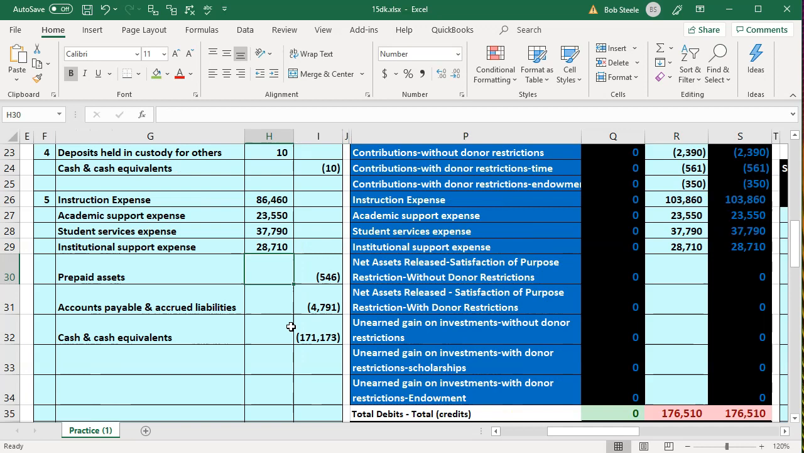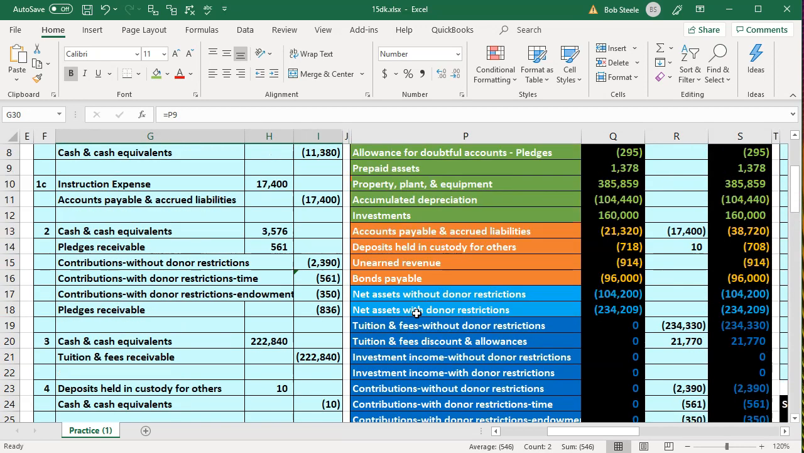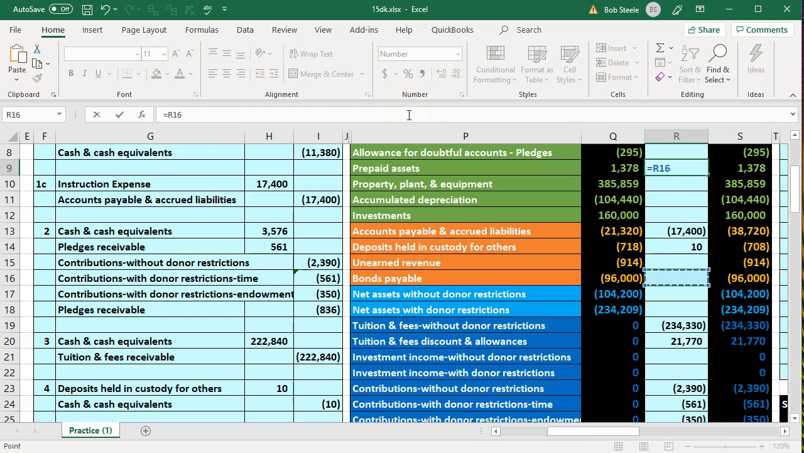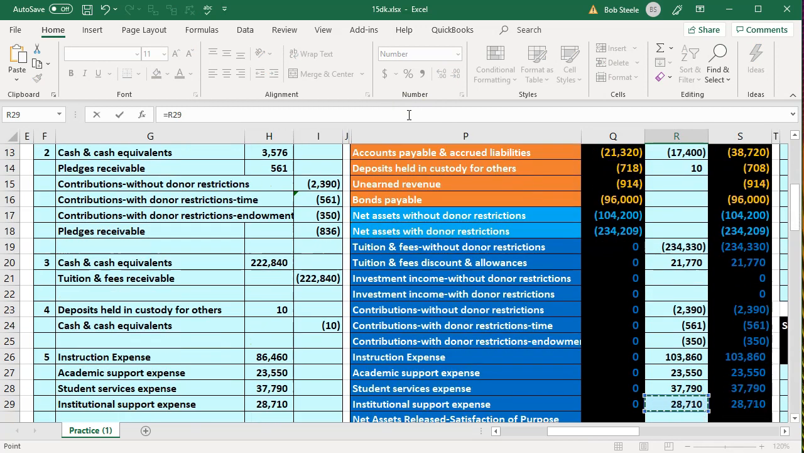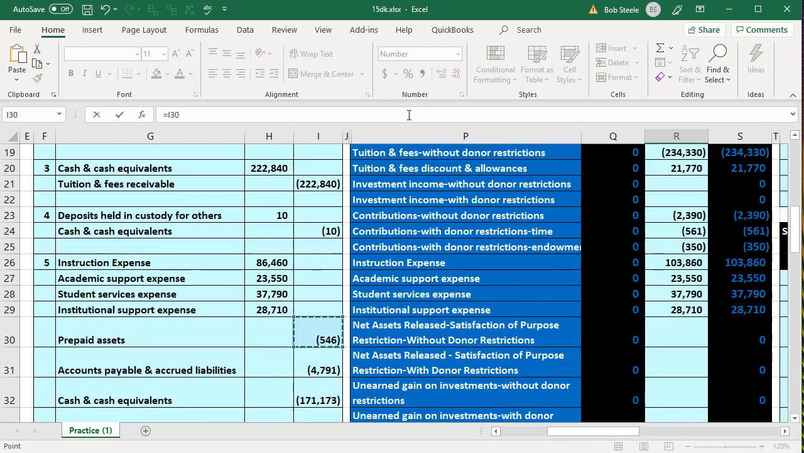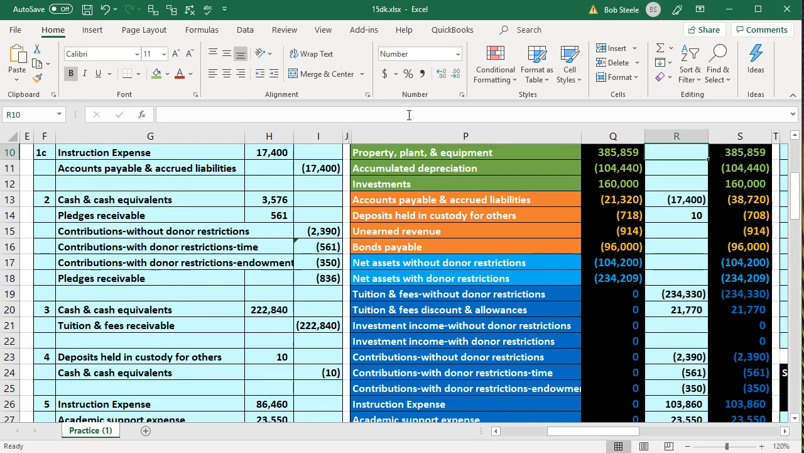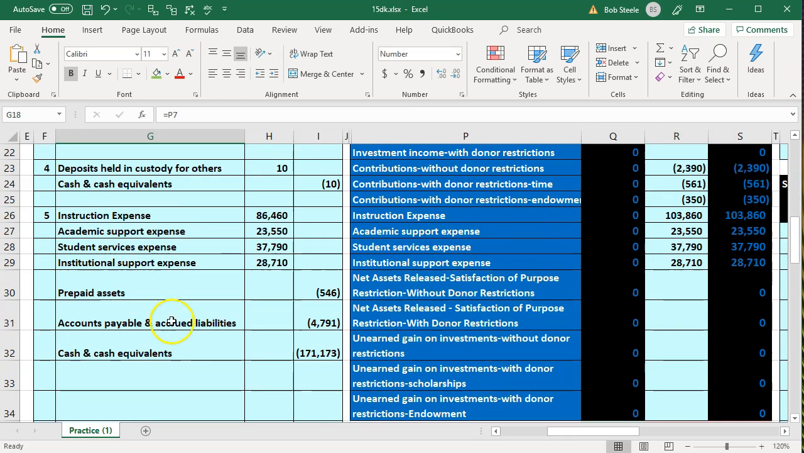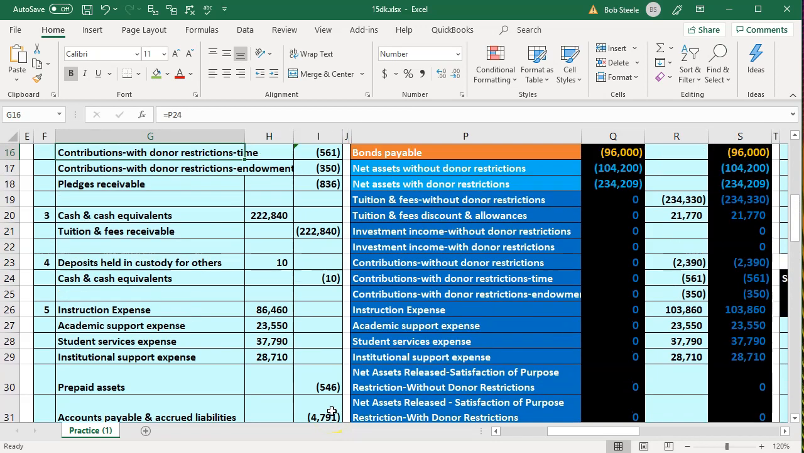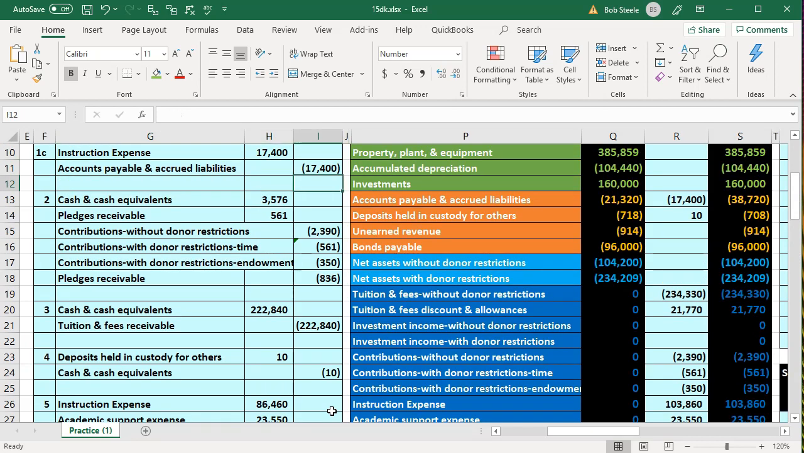Then we got the prepaid assets. So the prepaid assets is going to be up top in the assets section. Prepaid assets will be in cell R9. Within R9, we're going to say equals, scroll back down, pick up the prepaid asset of the 546 and enter. Next, we have the accounts payable and accrued liabilities. Scrolling back up, we're going to pick that up in cell R13.